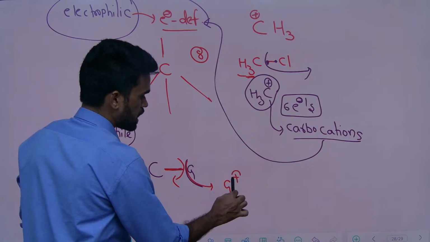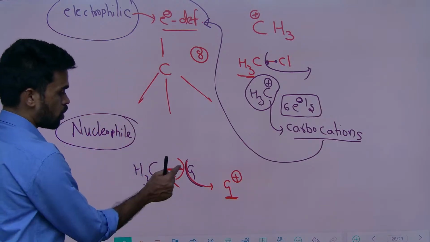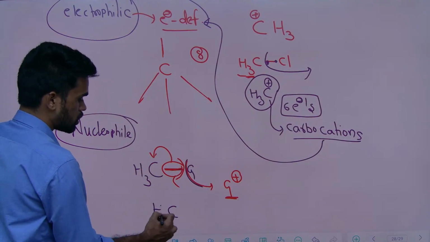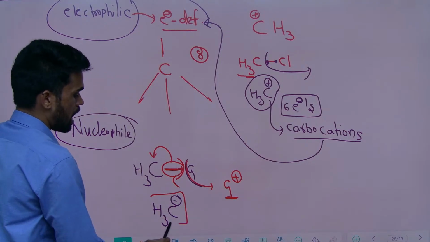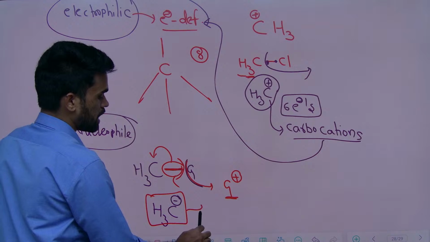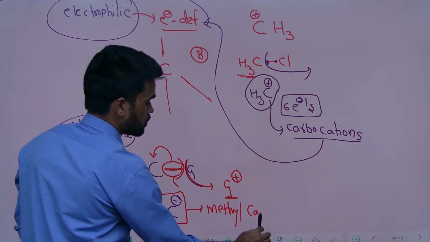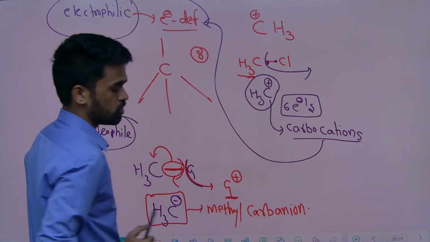So who is losing the electrons now? The group G is losing the electron. Now the bonded electrons are staying with the carbon only. So what is the charge we are getting on the carbon? CH3 minus. You can say this is CH3 minus, the methyl carbanion. Like this you should call it.